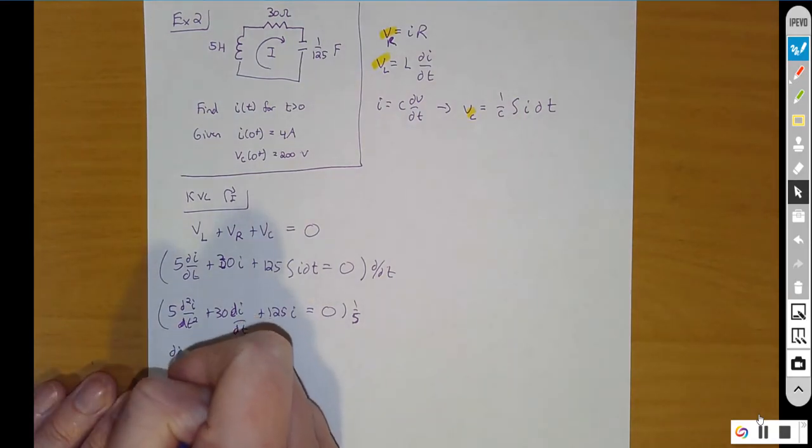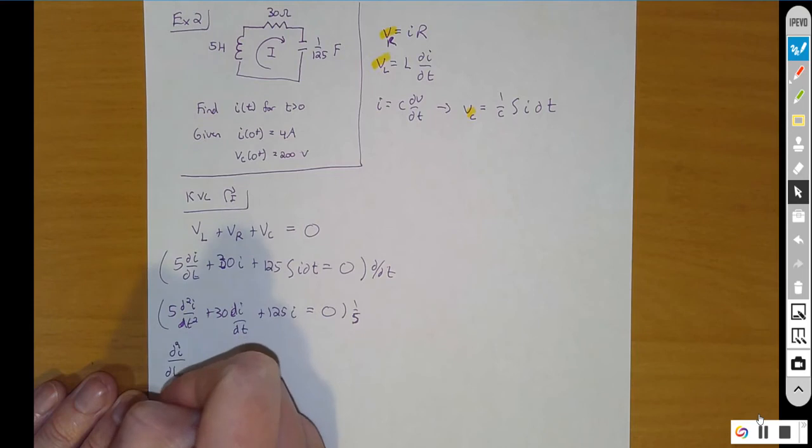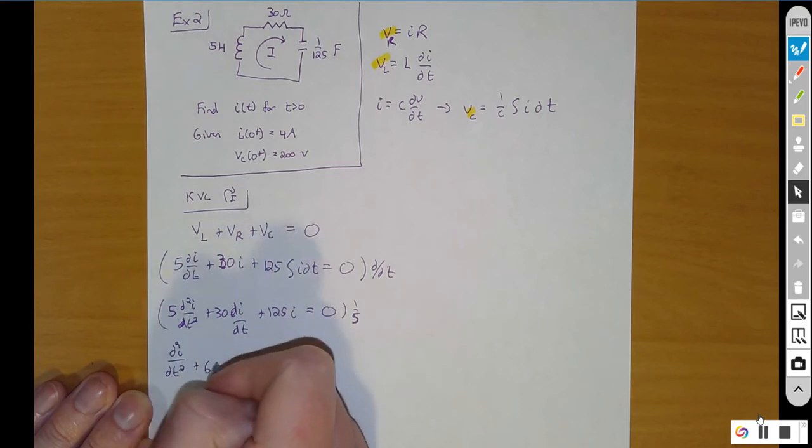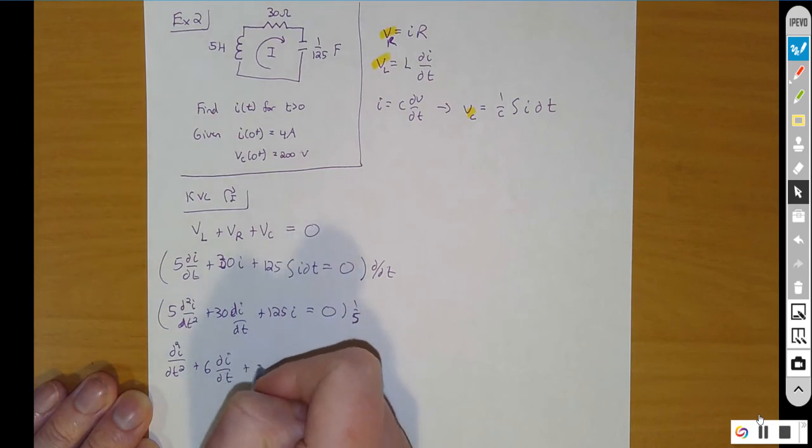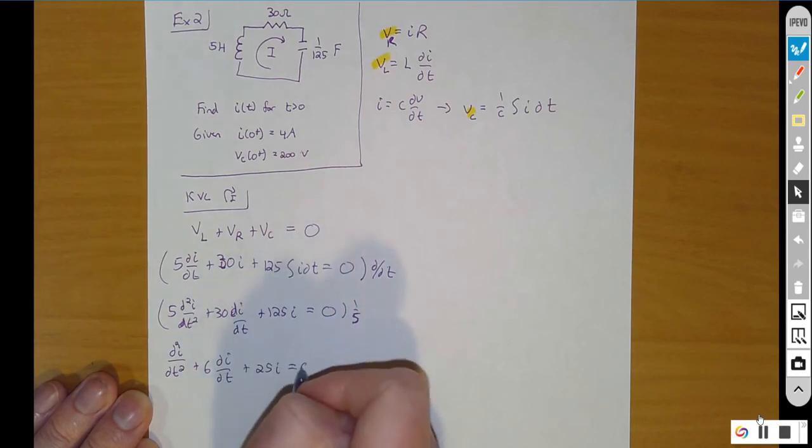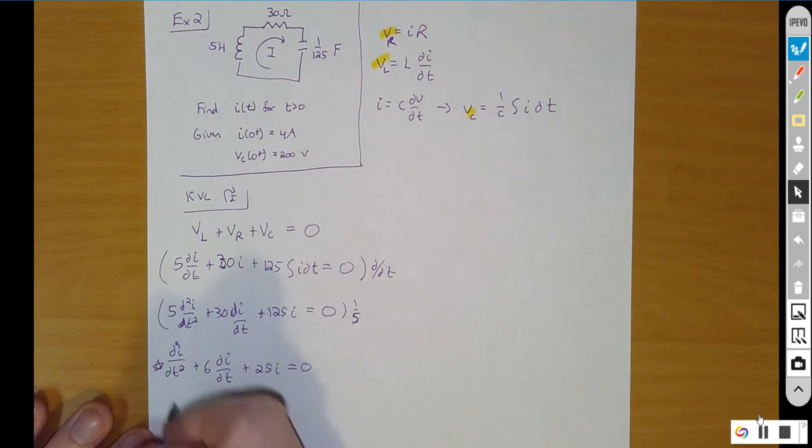So we'll have the second derivative of i plus 6 di/dt plus 25i equal to 0. So this is our standard form. So this is where we got to in example 1.